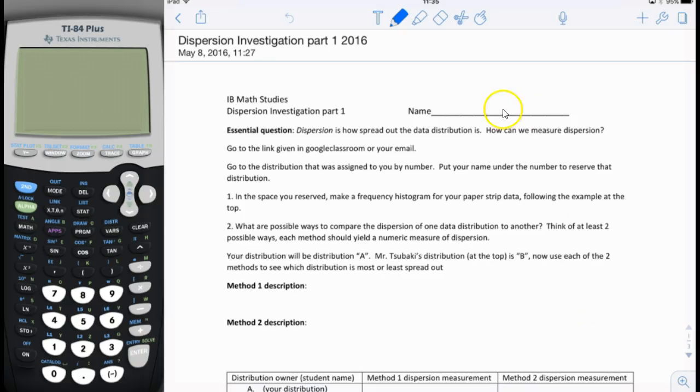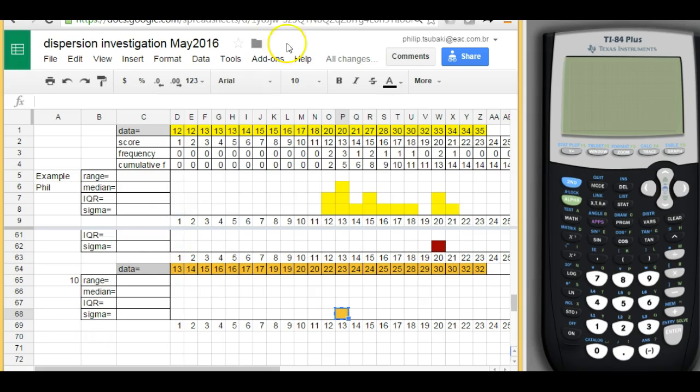Okay, this video is to guide you through the investigation for dispersion. First thing you're going to do is go to the link that's in your Google Classroom or your email and use the number assigned to you to go to a specific data set. And here I'll show you what it looks like. This is the Google Sheet that the link takes you to.